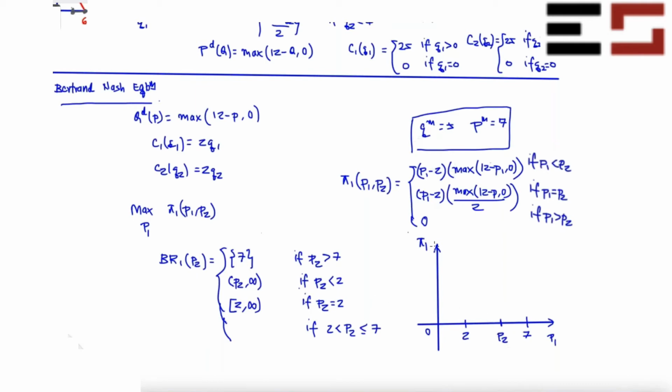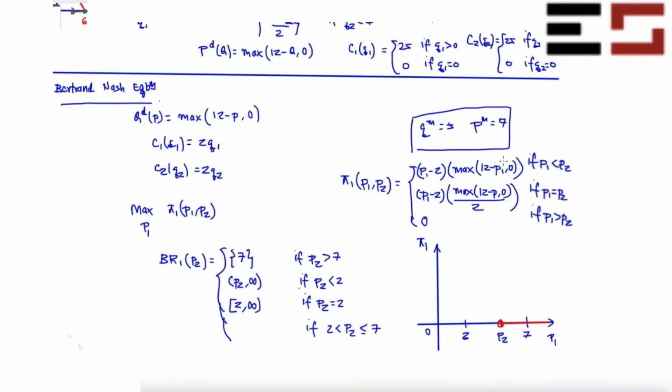I mean, it's given. Now you want to figure out how your profit looks in this interval. Notice that if you charge more than P2, your profit is 0. So I'm going to get a line like this, and then a circle here. So this point is not included in the profit function, because when P1 is P2, the profit is given by this.